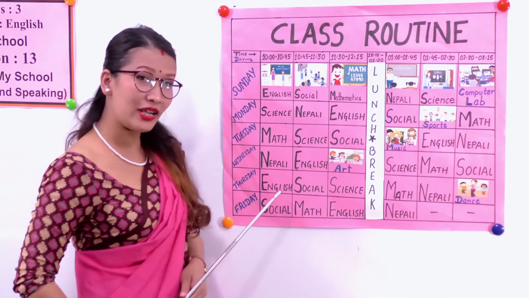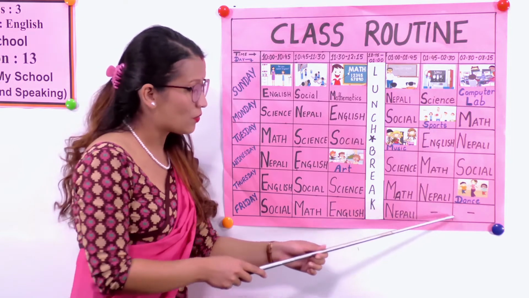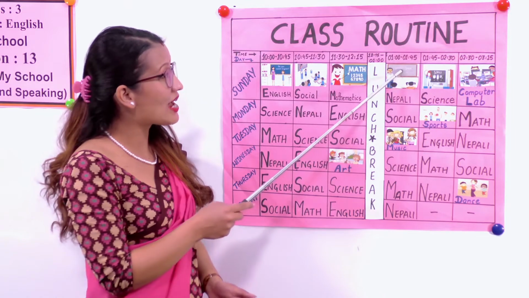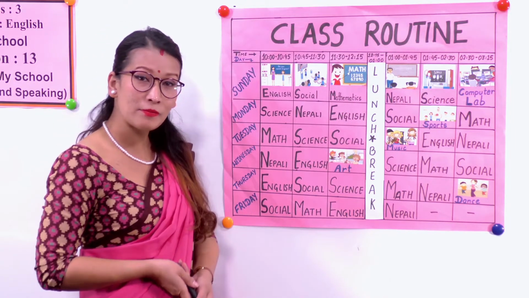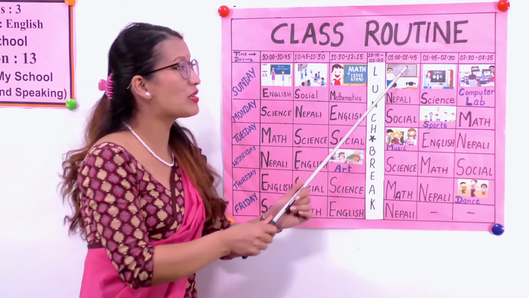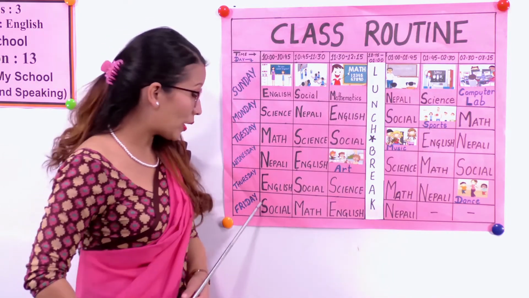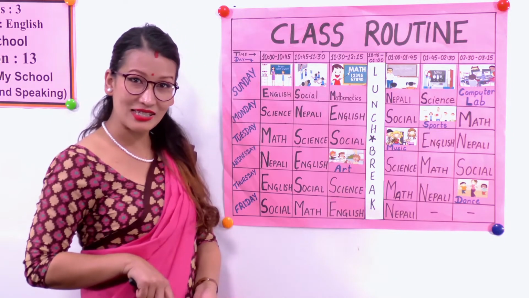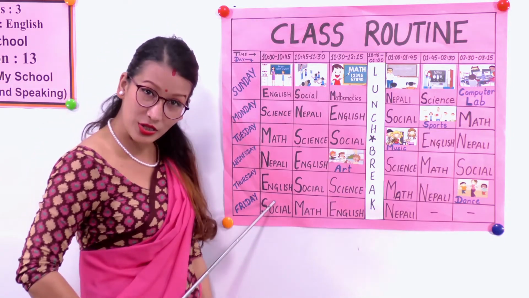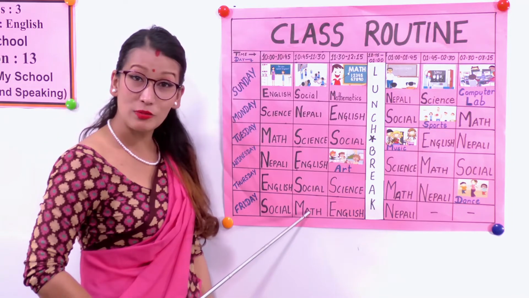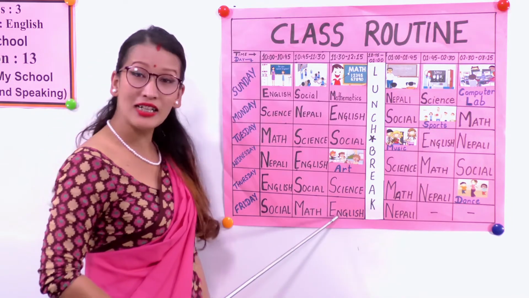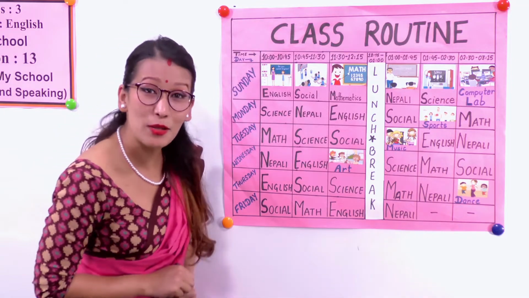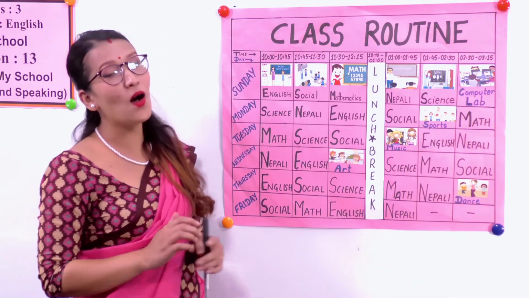On Friday, can you guess why it is like this? Because we used to have a holiday at 1:45. So that's why we only had 1, 2, 3, 4 classes. Okay? First class was social class, second class was math class, third class was English class, and fourth class was Nepali class. We had a lot of subjects.